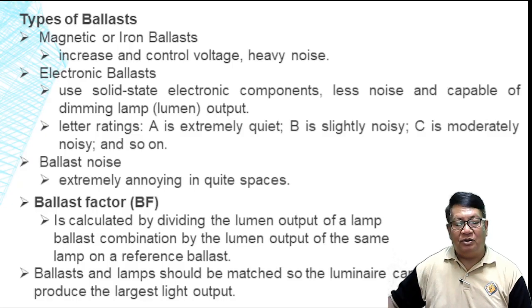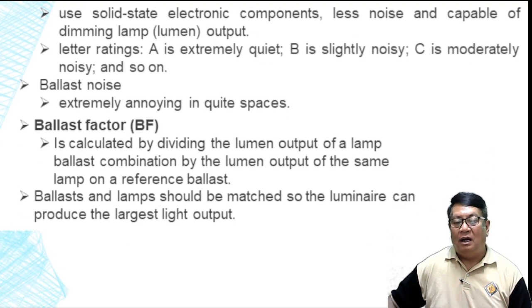We also have the ballast factor. It is calculated by dividing the lumen output of the lamp and ballast combination by the lumen output of the same lamp and a reference ballast. Ballast and lamps should be matched so the luminaire can produce the largest light output.